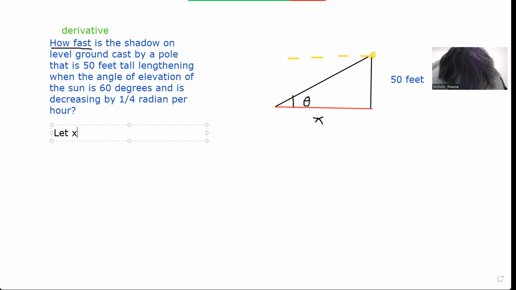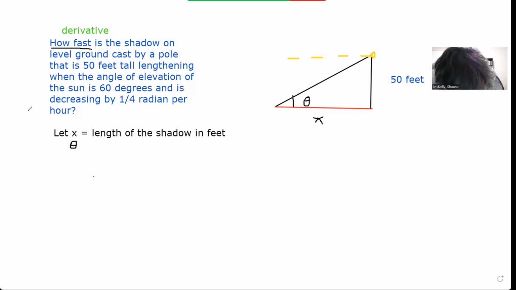Let x be the length of my shadow in feet. X is the length of my shadow in feet. I also have theta. So let me put theta on the board here. Theta, which is just a Greek letter from the Greek alphabet, but we use it to represent angles.